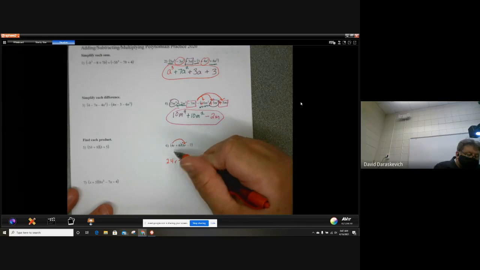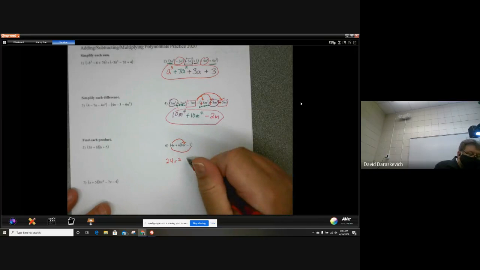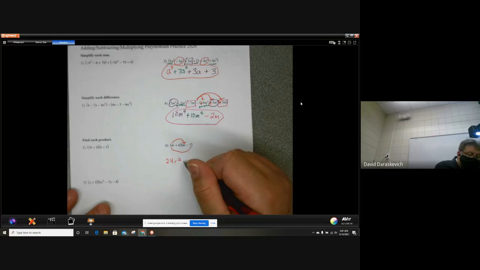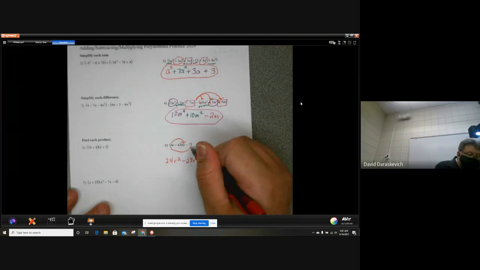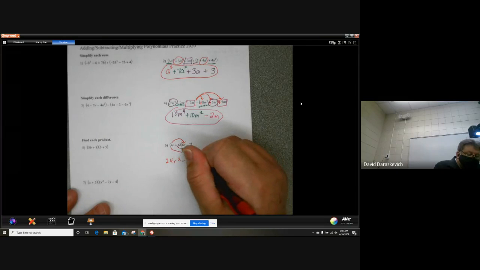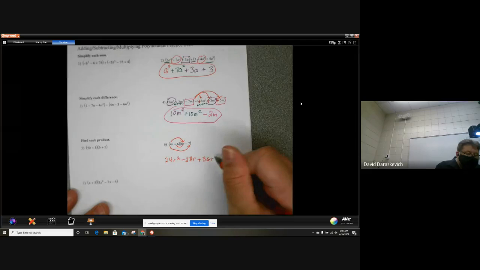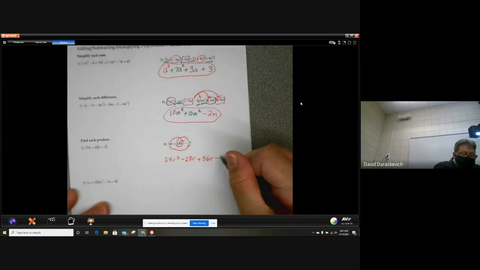Inner, outer. Outer is 4r times negative 7, which is negative 28r. Inner, 6 times 6r is a positive 36r. And then last, 6 times negative 7 is negative 42.